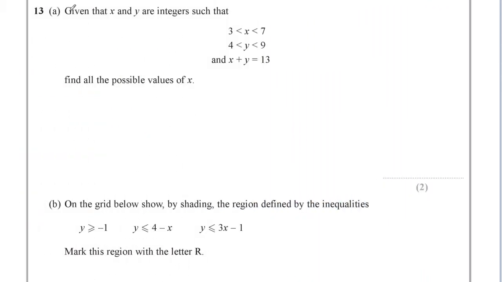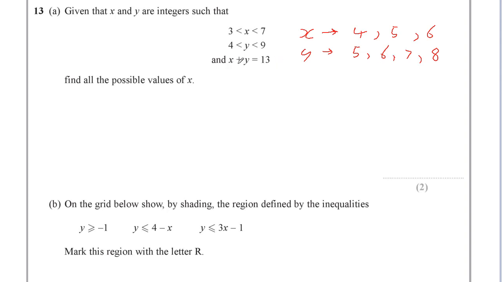Question 13. Given that x and y are integers such that 3 is less than x, which is less than 7, and 4 is less than y, which is less than 9, and x plus y equals 13, find all the possible values of x. Okay, can't be 3 and it can't be 7, so x must be 4, 5, or 6, and y must be 5, 6, 7, and 8. Alright.